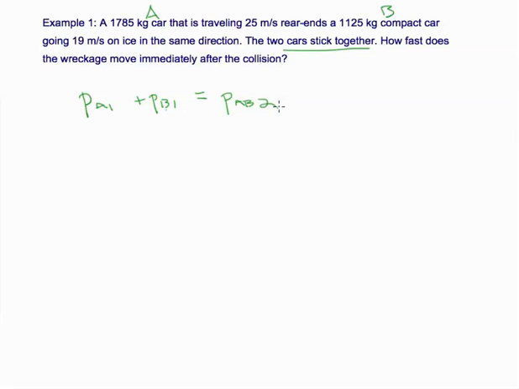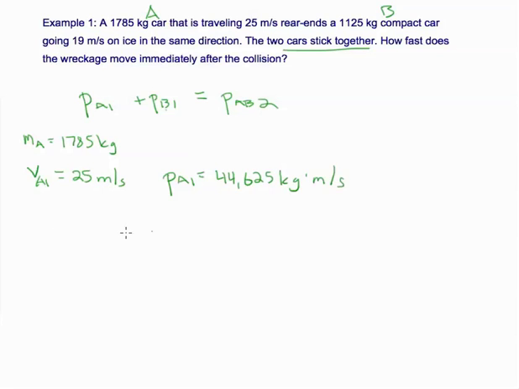So we know that the mass of A is equal to 1,785 kilograms, and the initial velocity, velocity 1 of A, is equal to 25 meters per second, which means that we can get PA1 by doing mass times velocity, and we will get 44,625 kilogram times meters per second.